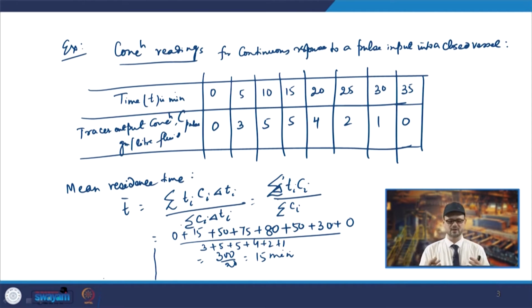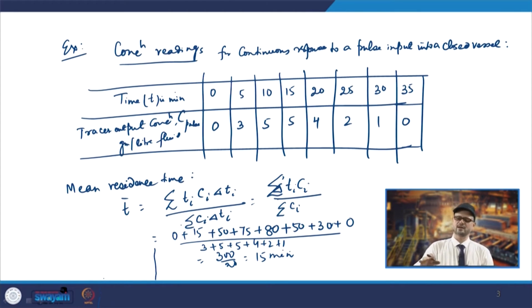Now, what we see in this case is that normally you can also find the variance about the mean residence time. The variance of the RTD curves can be calculated in this case.